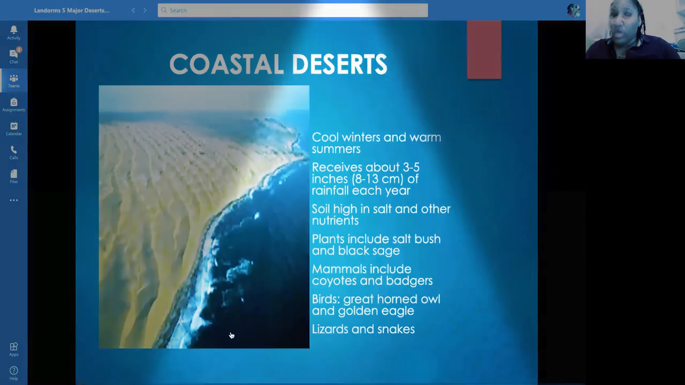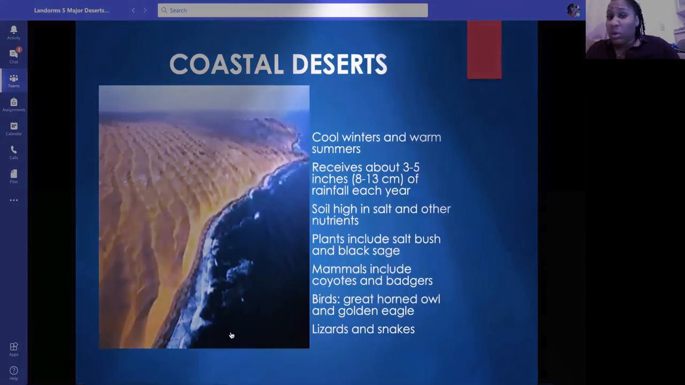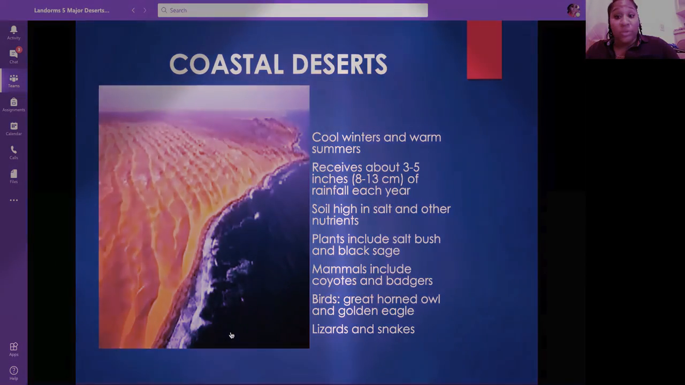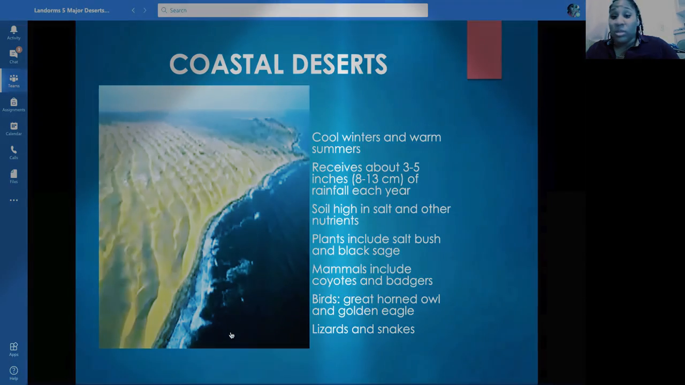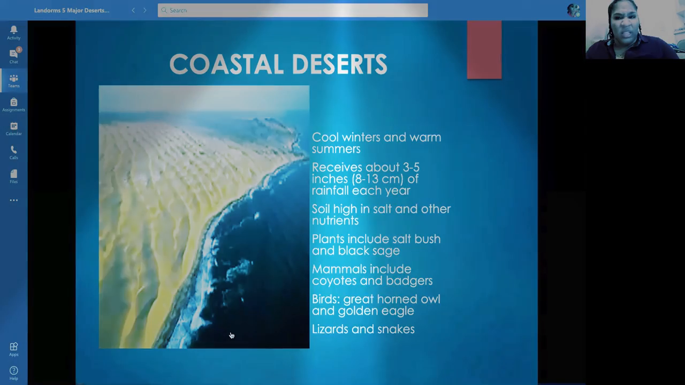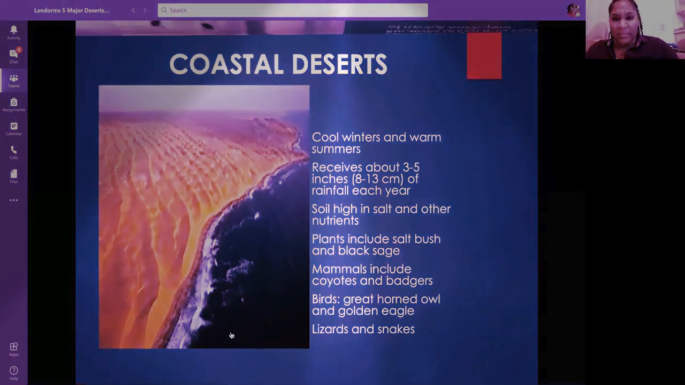And then we have coastal deserts. Cool winters and warm summers. They receive about 3 to 5 inches, that's 8 to 13 centimeters, of rainfall per year. Soil is high in salt and other nutrients. Plants include the saltbush and black sage. Mammals include coyotes and badgers. Birds are the great horned owl and golden eagle. And of course we have the lizards and snakes.